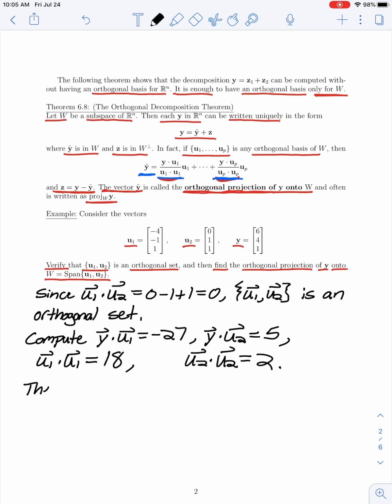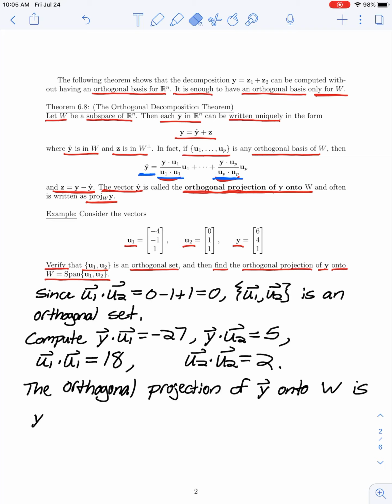So, using our theorem, the orthogonal projection of this vector y onto the subspace W spanned by u1 and u2 is the vector, well, we can use both notations here. So we could denote it as the projection of y onto W, or equivalently y hat.